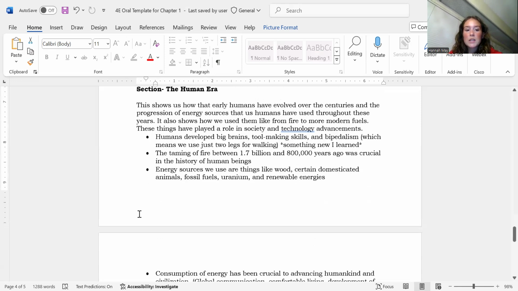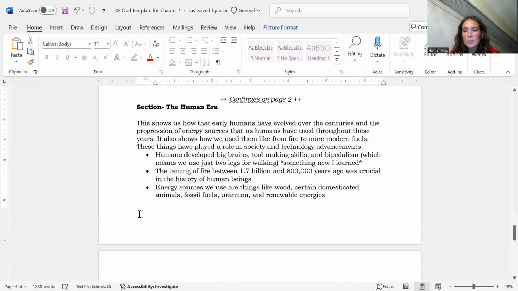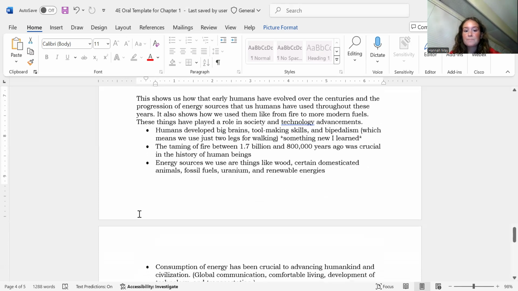The next one is the human era. It talks about how humans have evolved over the centuries and how we've used energy, starting from fire to the more modern fuels that we have now. All of these things played a huge role in society and technology advancements. When we were developing, we developed brains and tool-making skills. The thing that I did not know was bipedalism, which just means that we walked with two legs. I just learned that.